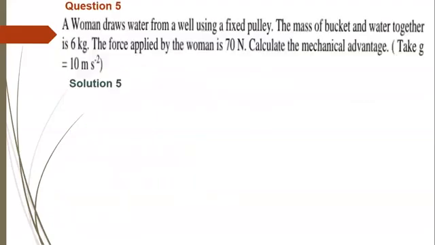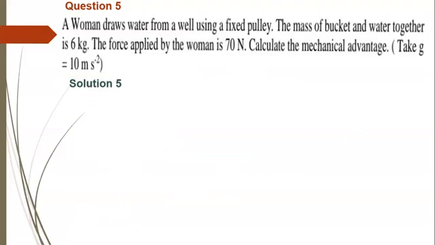Question number 5. Now these are the questions related to pulleys. A woman draws water from a well using a fixed pulley. So a single fixed pulley is used here. Mass of bucket and water together is 6 kg. Force applied is 70 Newton.